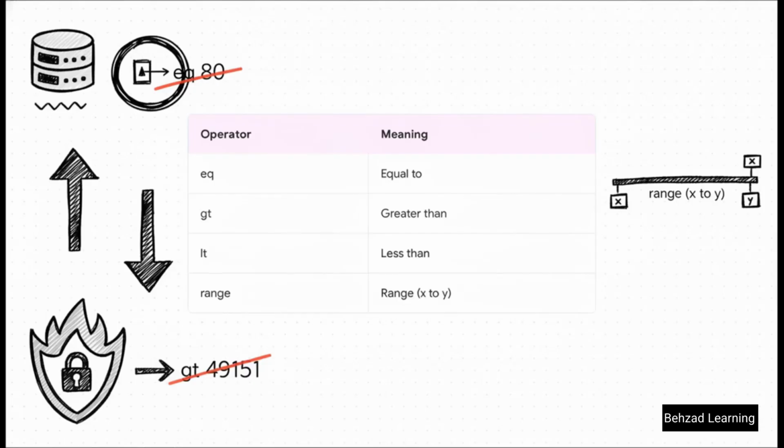And when you're defining those ports, you don't just have to use exact matches. Sure, you can use EQ for equal to, like EQ 80 for standard web traffic. But you can also use these operators to block or permit entire ranges of traffic, which is super handy. You can use GT for greater than, LT for less than, or range to specify a starting and ending port. So if you suddenly need to block all high-numbered ephemeral ports, you could just say GT 49151. It just gives you this incredible flexibility on the fly.